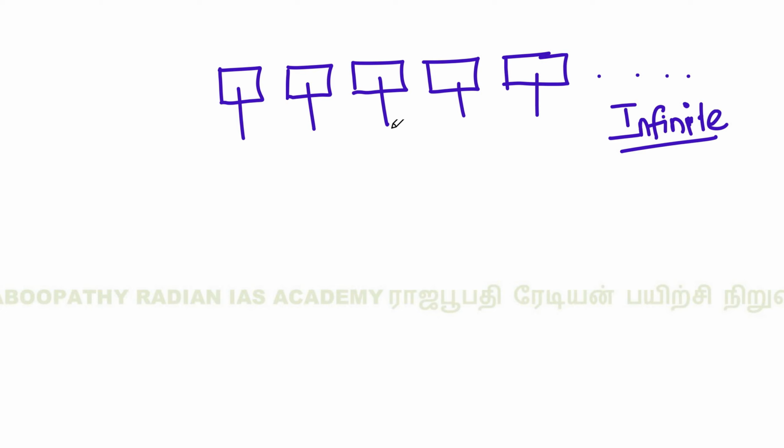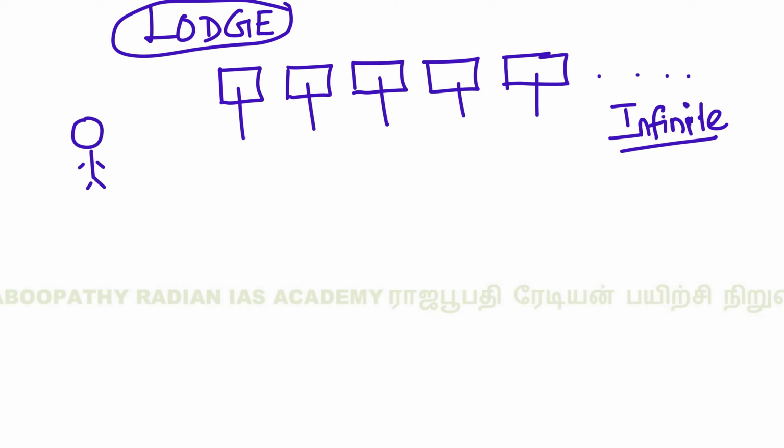This is a lodge. Assume that this lodge is somewhere on some other planet. Assume that the number of rooms in the lodge is infinite. There is a receptionist or manager. A person came for a room. He wants to stay. Please note that every room is occupied. A person just entered and asked, I need a room to stay tonight.